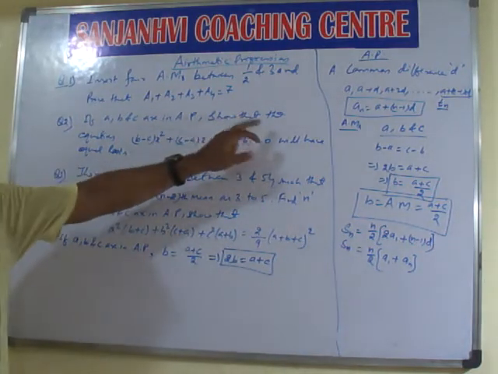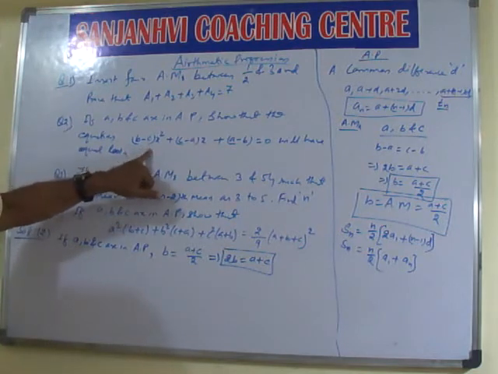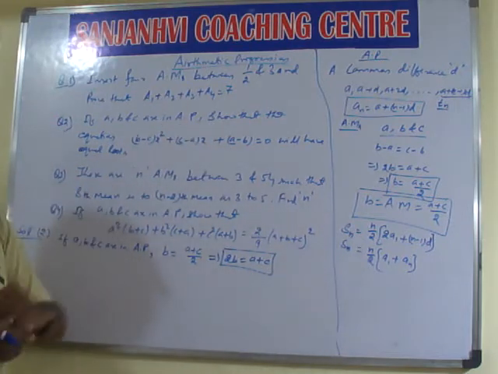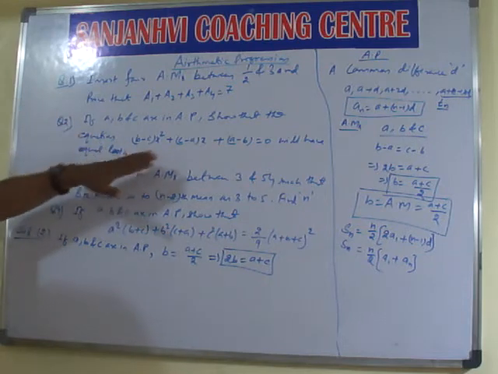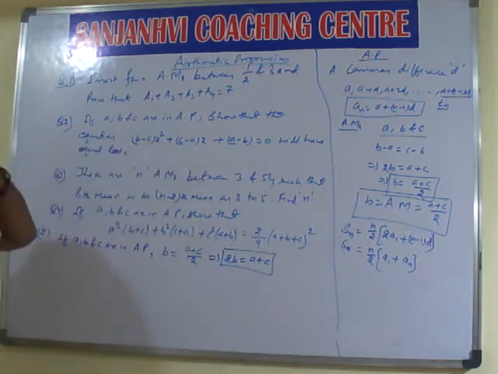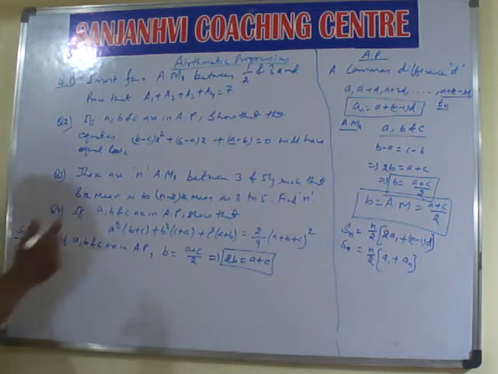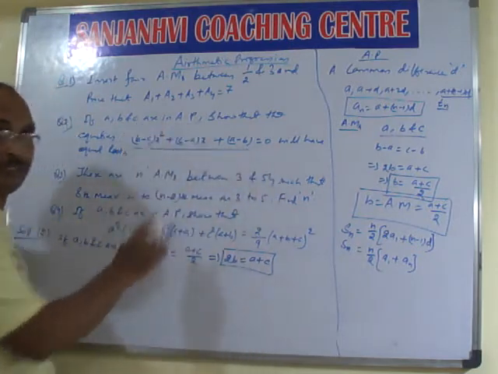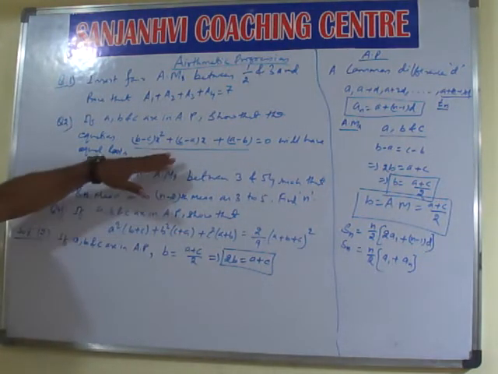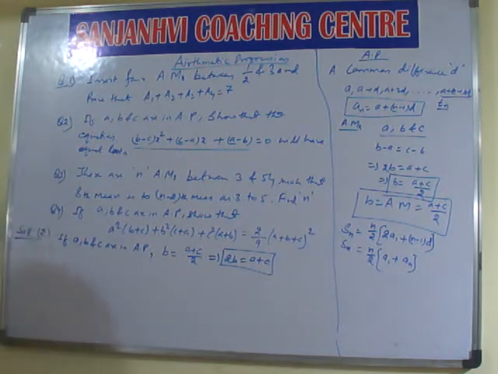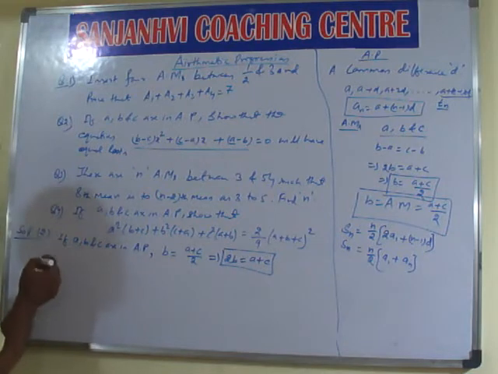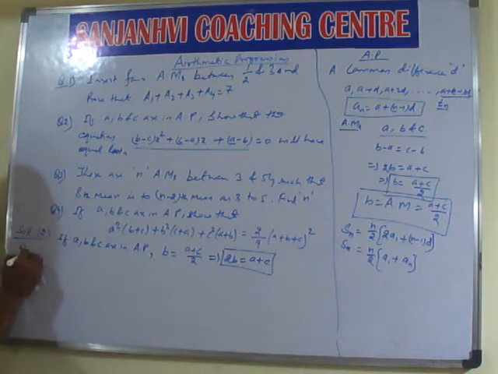Now next it is telling that the equation B minus C x square plus C minus A into x plus A minus B is equal to 0 will have equal roots. Okay? It means what type of equation is this? This is a quadratic equation. Yes or no? Yes. Once we have a quadratic equation, it means it will have 2 roots.